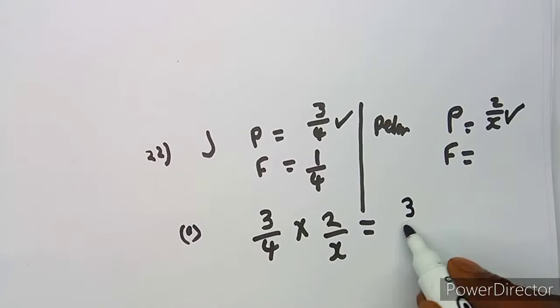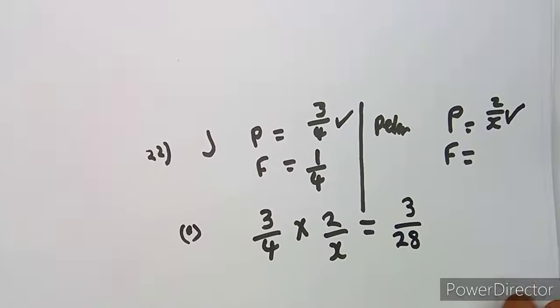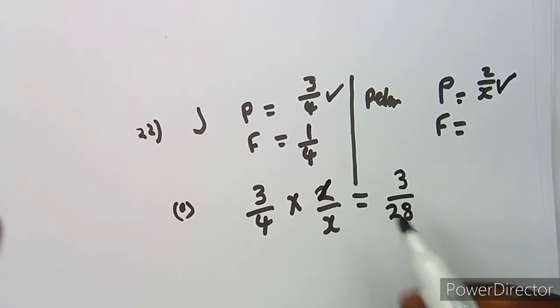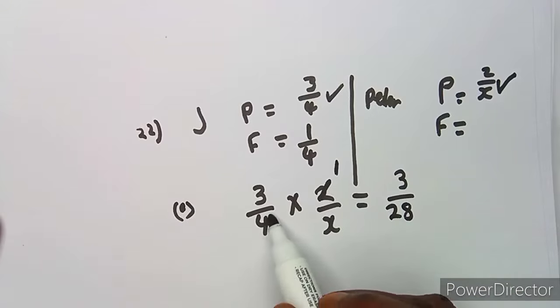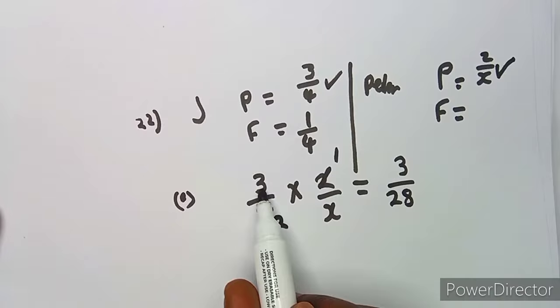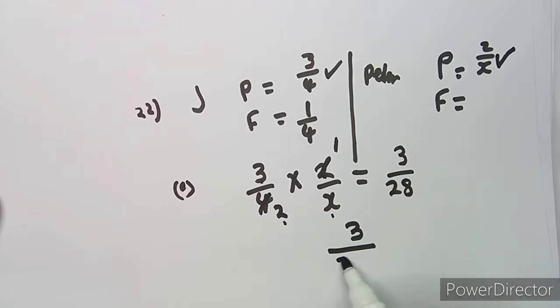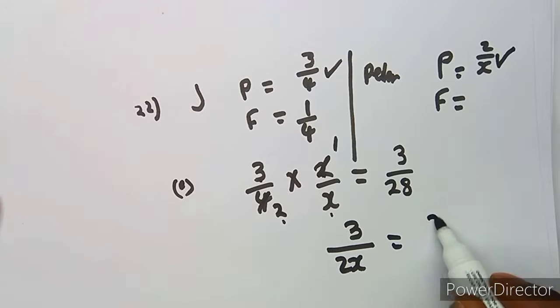So if that is the case, I can formulate an equation, and I'm able to use this equation to calculate the value of x. So 2 and 2 can reduce here, that's 1 here, and that's 2. So you multiply 3 times 1, which is 3 over 2 times x, which is 2x, is equal to 3 over 28.